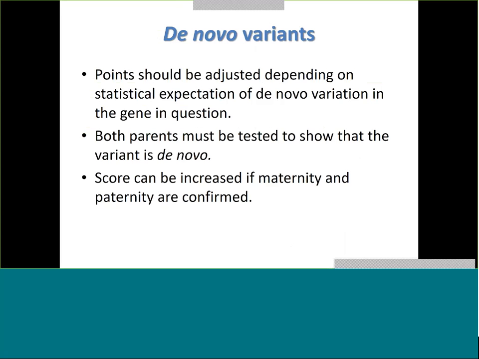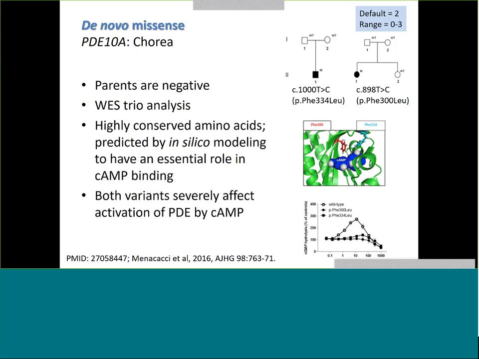So this is an example where the PDE10A gene was sequenced in patients with an early onset form of chorea. I think it was very early childhood onset chorea. And there were missense changes identified in three different families, actually. This was one of the families, here's another, and the third family is on the next slide. These were identified by whole exome sequencing trio analysis.